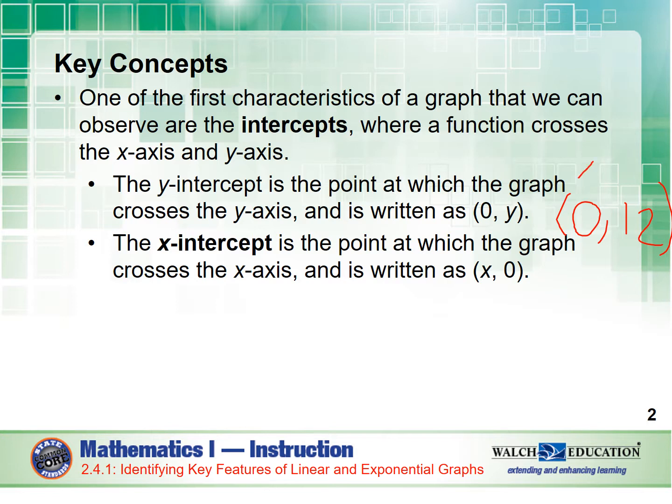And remember, when you have ordered pairs, always label them so you never confuse. X always comes first and then y. Just like in the alphabet, X, Y, Z. So when you're writing ordered pairs, X and then Y. The x-intercept, that's the point at which the graph crosses the x-axis, is always going to be your x value. So let's say (12, 0). We'll do the reverse, x, y.